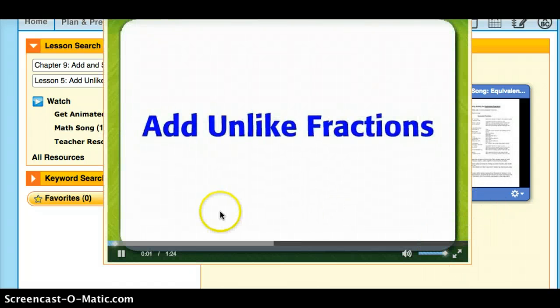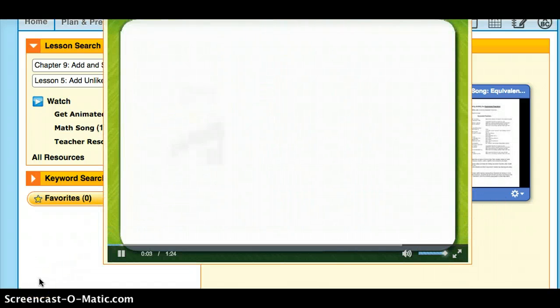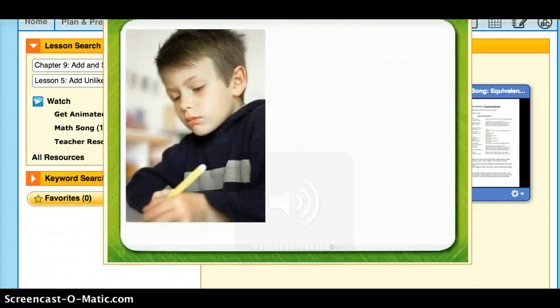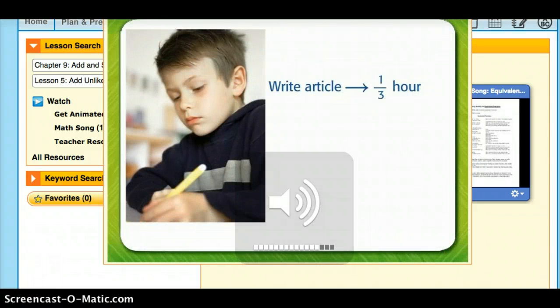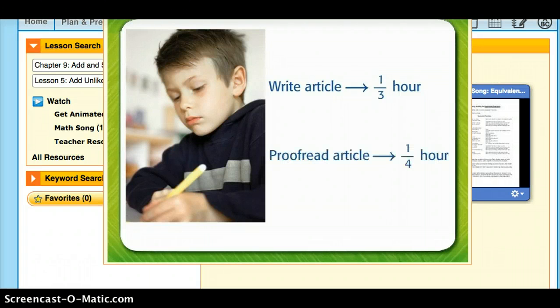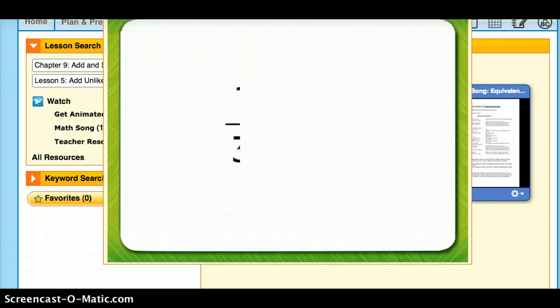Add unlike fractions. Jean spent 1/3 hour writing an article for the school paper and 1/4 hour proofreading it. How long did Jean spend writing and proofreading his article? To find how long Jean spent writing and proofreading his paper, add 1/3 hour and 1/4 hour. Step 1. Write the problem.